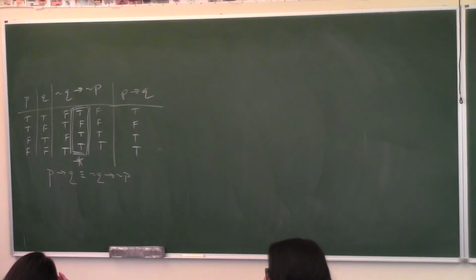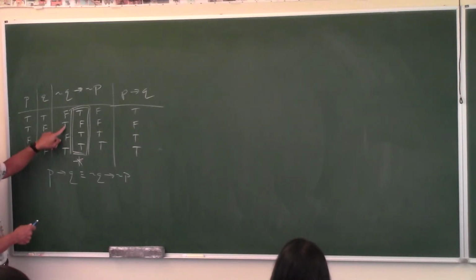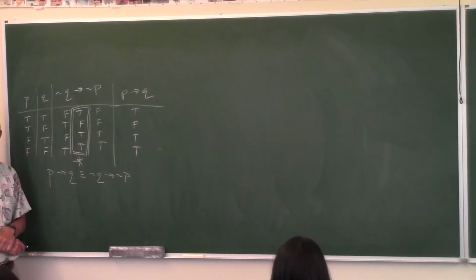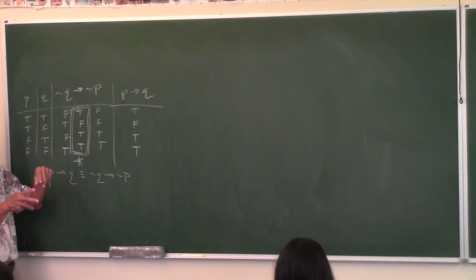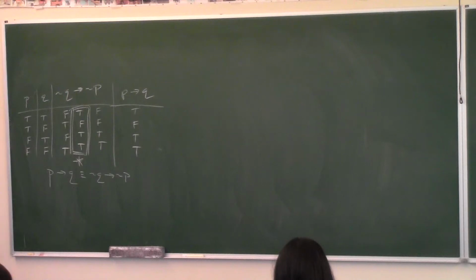The rule for this one with like one arrow, what's that called again? The conditional. No, time out. The only time it's false is when the first one is true and the second one is false. That's the conditional. The biconditional is when they're both the same, it's true. If they're different, then it's false.